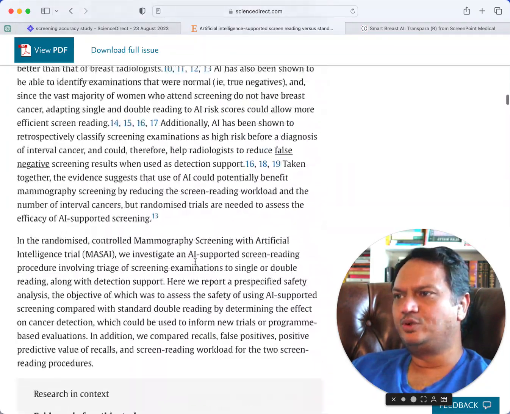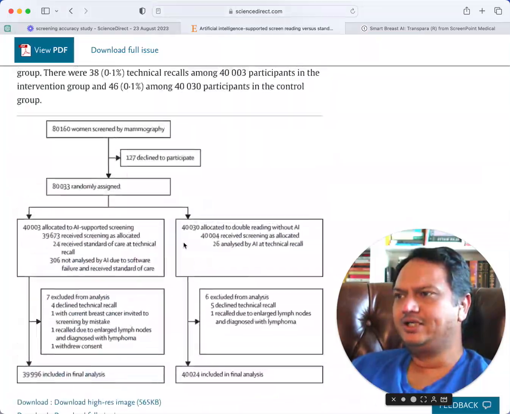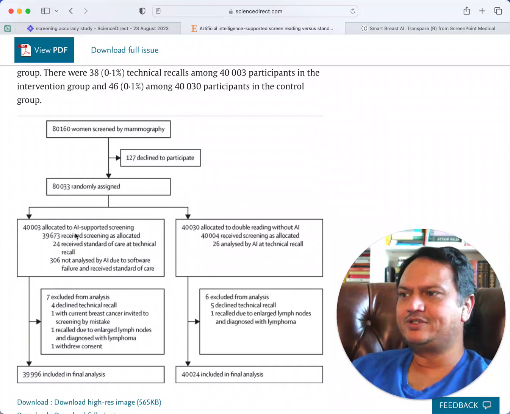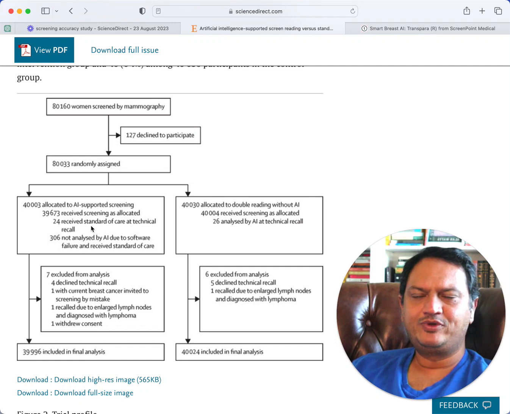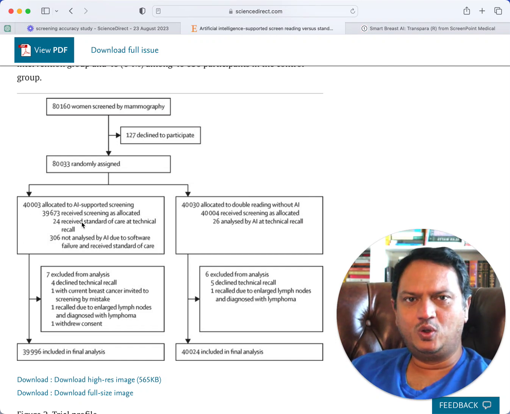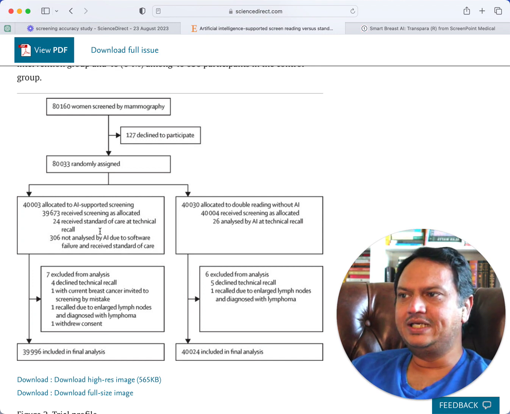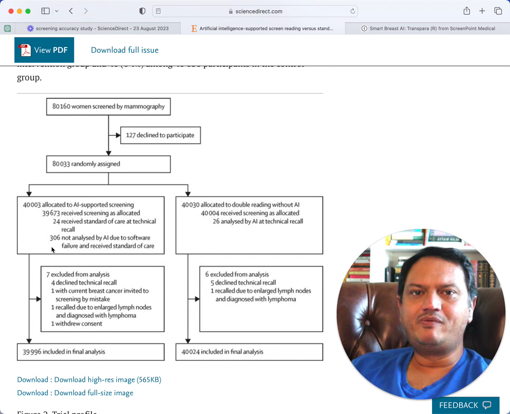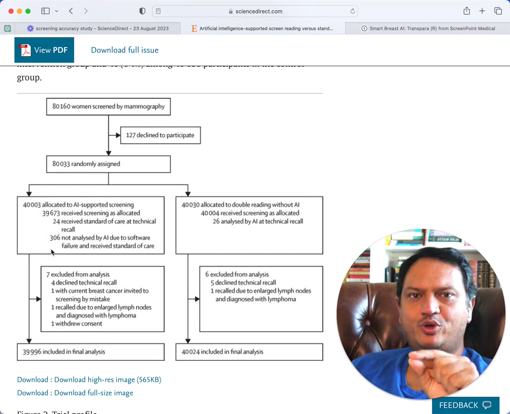Let me go to the flow of patients where I can probably explain it easier. So 80,000 patients, randomly divided: 40,000 who will get AI reading and 40,000 who will get the double radiologist reading, right? In the AI reading, if the score is low, then a single radiologist just looks at it and that's it. If the score was intermediate, the radiologist will still look at it. However, now the radiologist will be provided highlights on the mammogram by the AI.